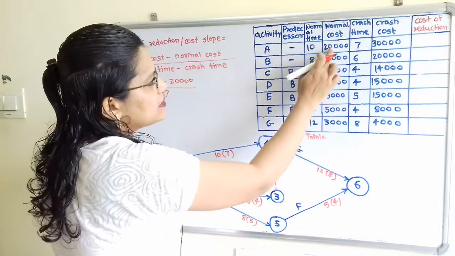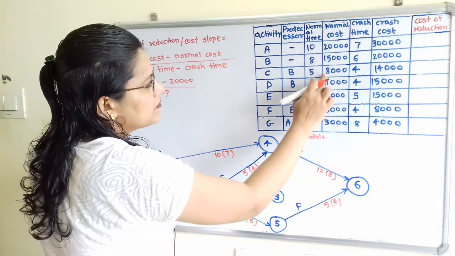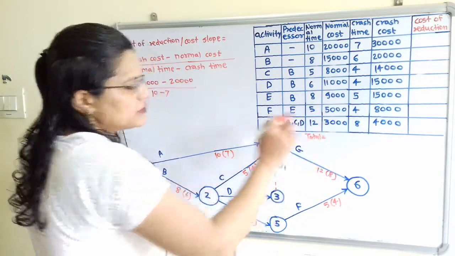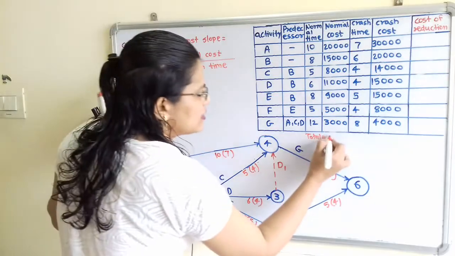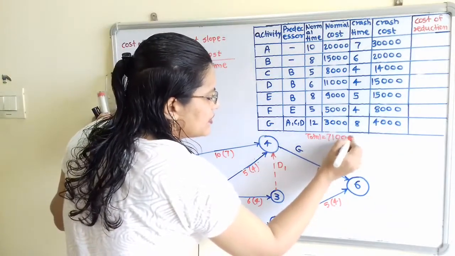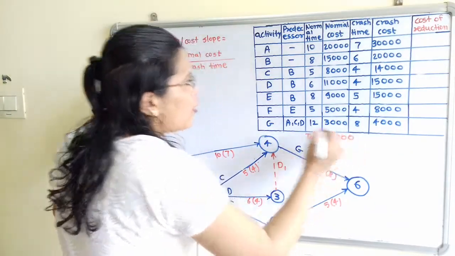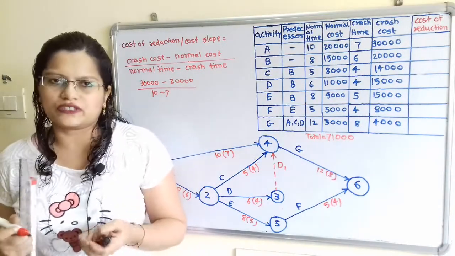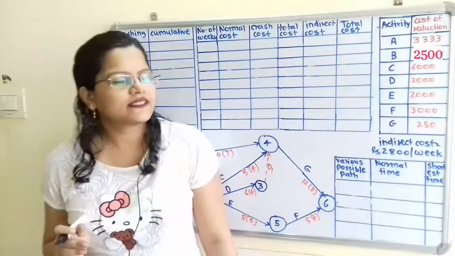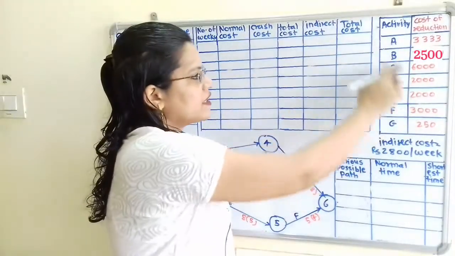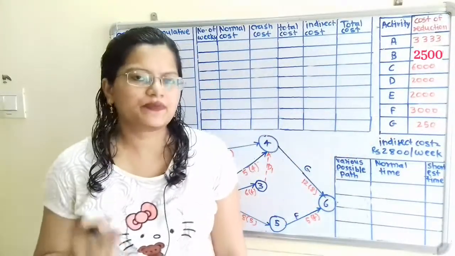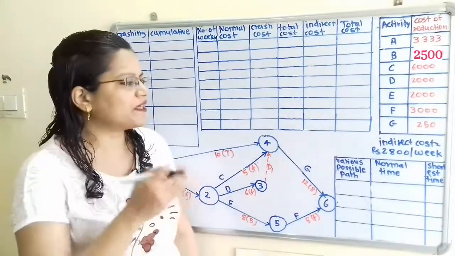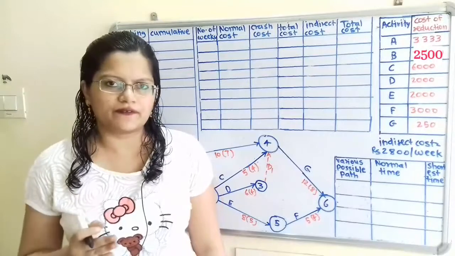So when we add this 20,000 plus 15,000 plus 8,000 plus 11,000 plus 9,000 plus 5,000 plus 3,000, then this addition is equal to 71,000. So this normal cost remains constant during the crashing process. This is the calculated cost of reduction for different activities. In the question, indirect cost is also mentioned, rupees 2,800 per week.